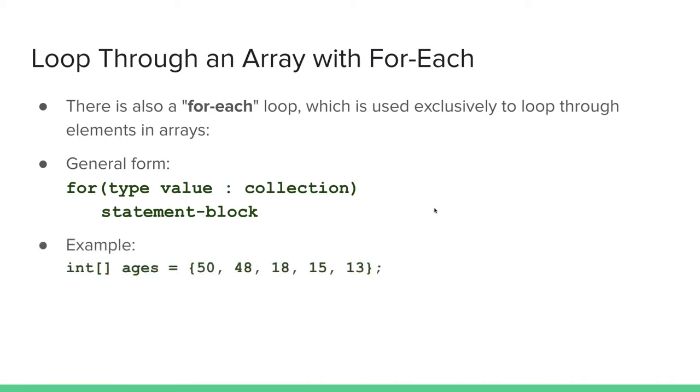And here's an example from, again, our ages array. And we can say for integer age in ages, we can read it like this: for integer age in ages, and then System.out.println(age). So this will help us loop through each element of an array.